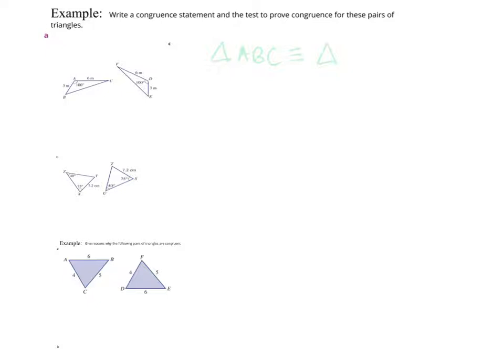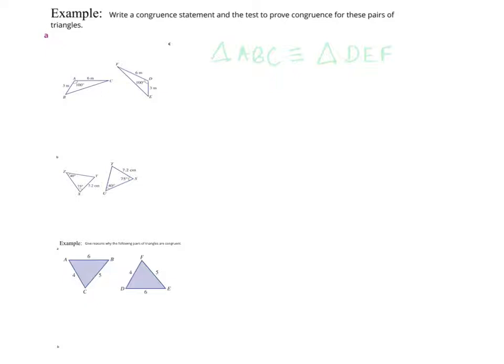Now, let's be really careful here. We need to make sure that we put the letters in the right order. Now, the 100 degrees was on the A in the first triangle, so in the second triangle, the 100 degrees is on the D, so that needs to go first. Between D and E is 3 metres, and between A and B in the first triangle is 3. So that's why if I go AB, then in the second one I have to go D, E and F. Now that's my congruent statement. That tells me that triangle ABC is congruent to triangle DEF. The last bit says to state the test which proves congruence.